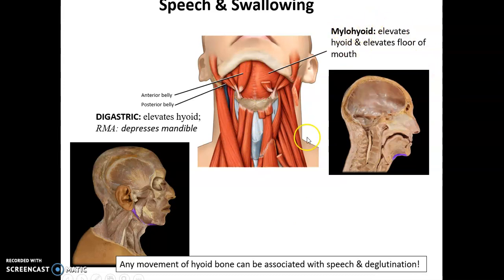And then the mylohyoid muscle is this very thin sheet on the very bottom of the various layers of muscle for the oral cavity's floor. This most inferior muscle helps to elevate the hyoid bone when it contracts, and it also in the process can help to elevate the floor of the mouth. So again, this is the most inferior muscle of the floor of the oral cavity, and it is a thin sheet-like muscle. Again, these can aid in speech and swallowing.